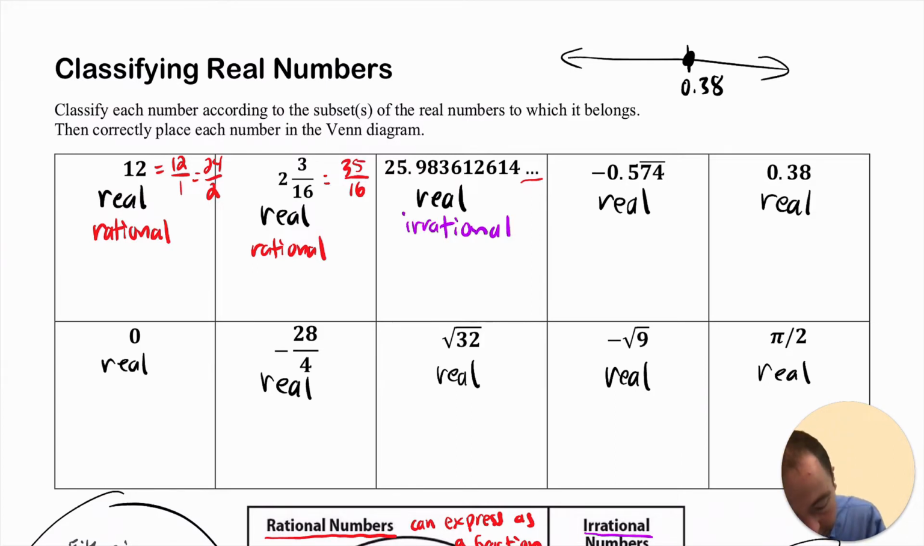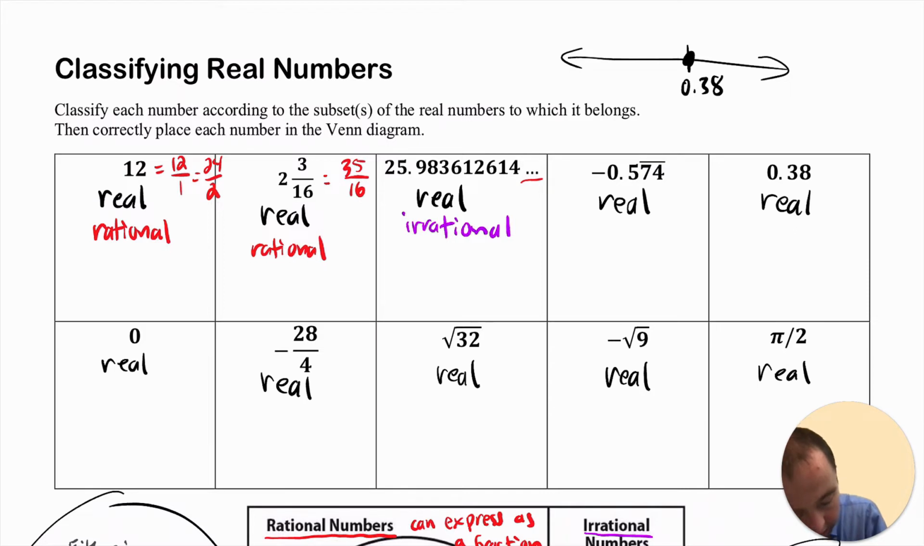The next one's kind of interesting. You see that you've got negative 0.574, and you've got the line above the 74. So what that really means is it's going to go negative 0.5, 74, 74, 74, 74, 74. So even if there's a bunch of decimals at the front that don't repeat, but then at the end of the number it starts repeating forever and ever, there is a way that you'll be able to write that as a fraction somehow.